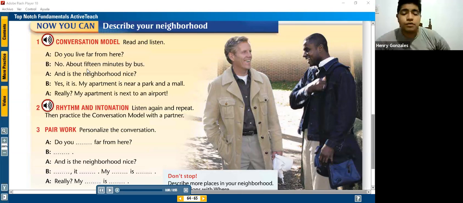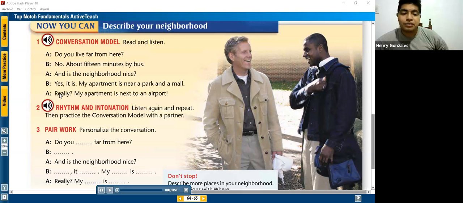Do you live far from here? No, about 15 minutes by bus. Is the neighborhood nice? Yes, it is. My apartment is near a park and a mall. Really? My apartment is next to an airport.